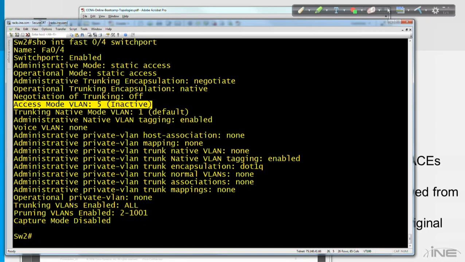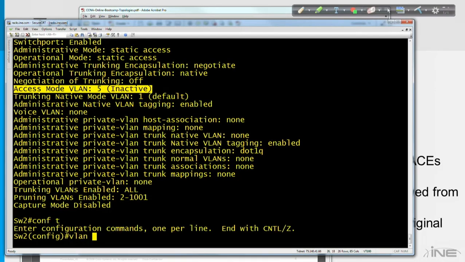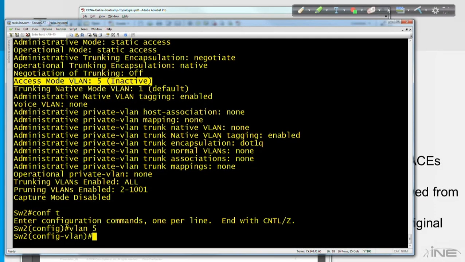All right, so let's see if we can fix this. The port's already in the correct VLAN. The VLAN doesn't exist. So all we need to do at this point is create the VLAN, and let's see if that solves all of our problems.